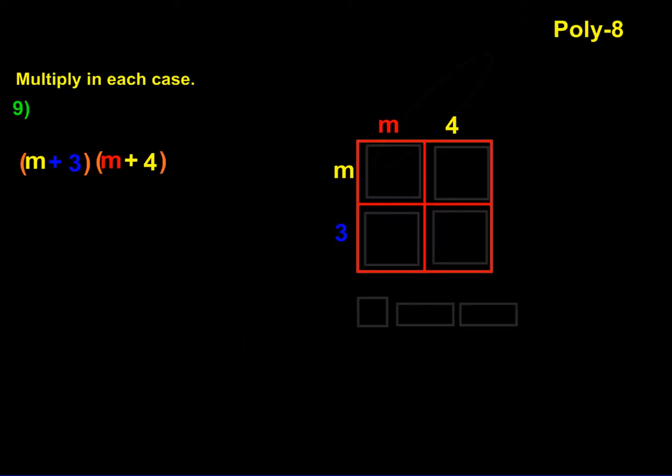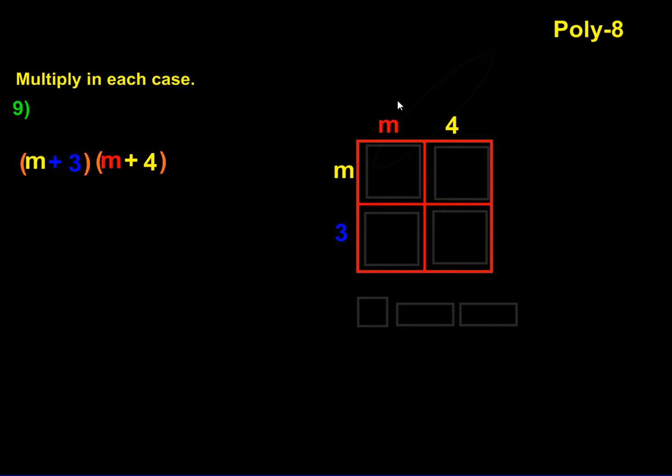So we'll start with question number 9. We're going to be multiplying m plus 3 times m plus 4. Since this is review, you should remember we're using the box method, so I've set the box up here. When you're using the box method, you take the first polynomial and you put it either on the top or on the side. I put it on the side over here. And the second polynomial then goes wherever the other one didn't. So in this case, I'm putting the second one up on the top.